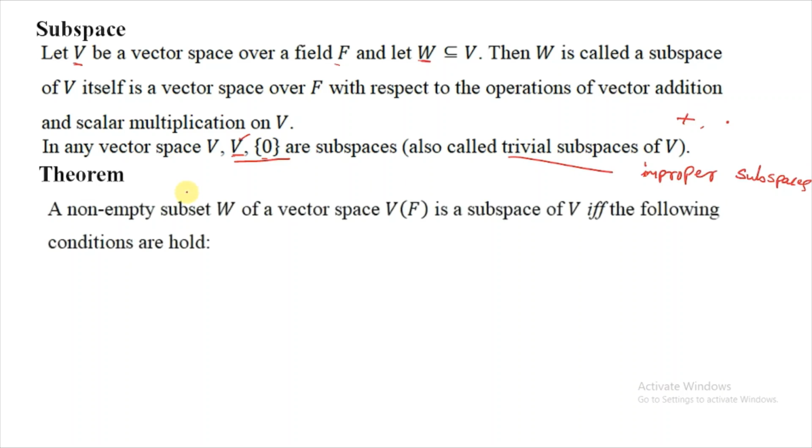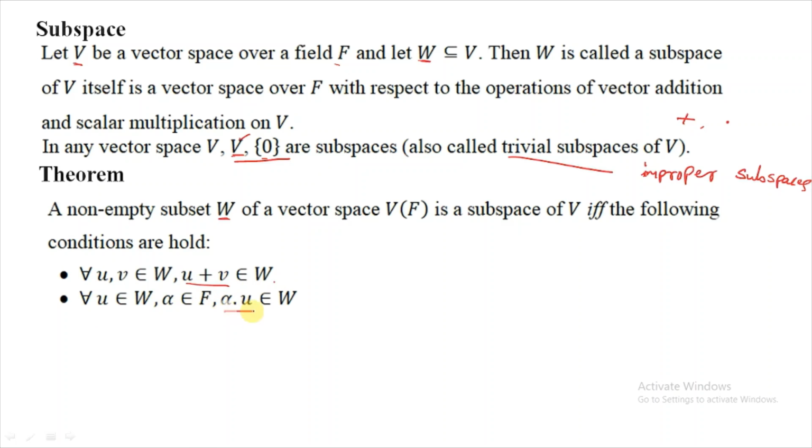Now some theorem. A non-empty subset W of a vector space V over F is a subspace of V if and only if the following conditions hold. No need to check all those 9 conditions. It's enough to check these conditions for a subspace. For all u, v belonging to W, the vector addition u plus v must be in W. And for all u belonging to W and alpha belonging to the field, alpha dot u belongs to W.